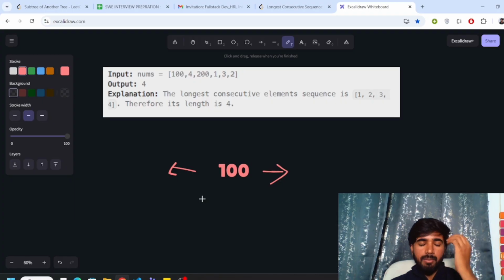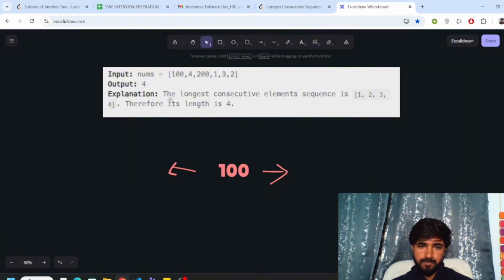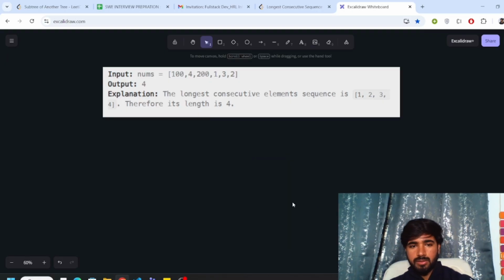And it would be a bad time complexity, because we are just unnecessarily counting the left and right. We don't need to do that. Now what is the smart solution? So let's talk about that. Okay, so let me just remove this.